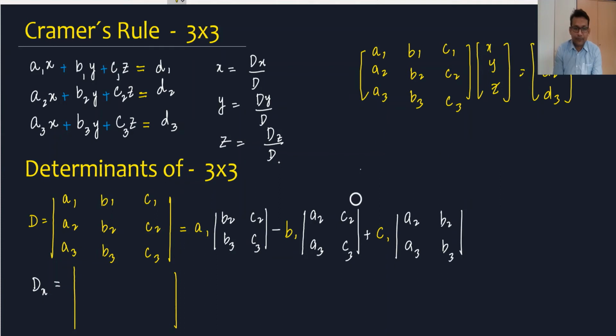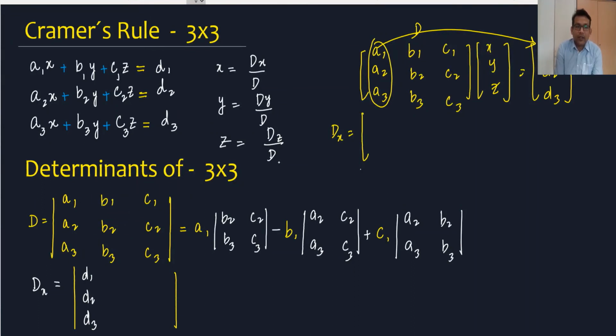And then when you want to write Dx, what we have to do, the first complete column will be replaced by this one. So I will write here D1, D2, and D3, and all the other members I will write normally: b1, b2, and b3, c1, c2, and c3.